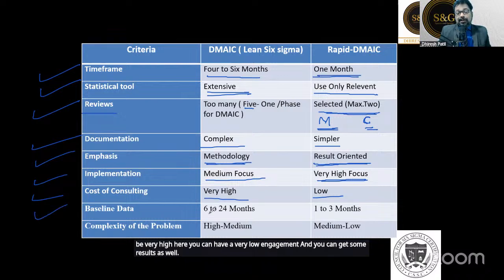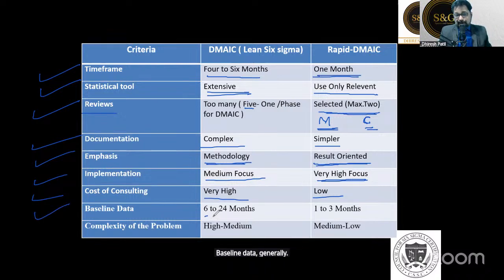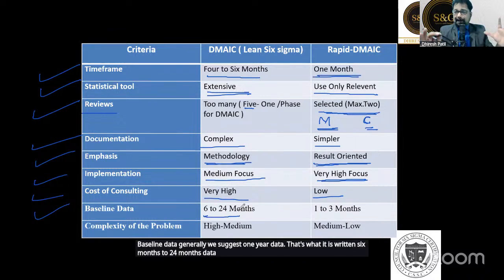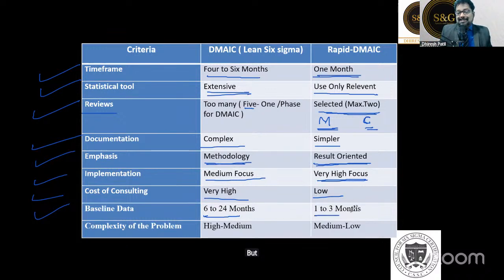Baseline data, generally, we suggest 1 year of data. That's what is written: 6 months to 24 months of data. Again, if it's a black belt level project, then we go for 2 years of data, which is 24 months. But here, the baseline data is 1 to 3 months.